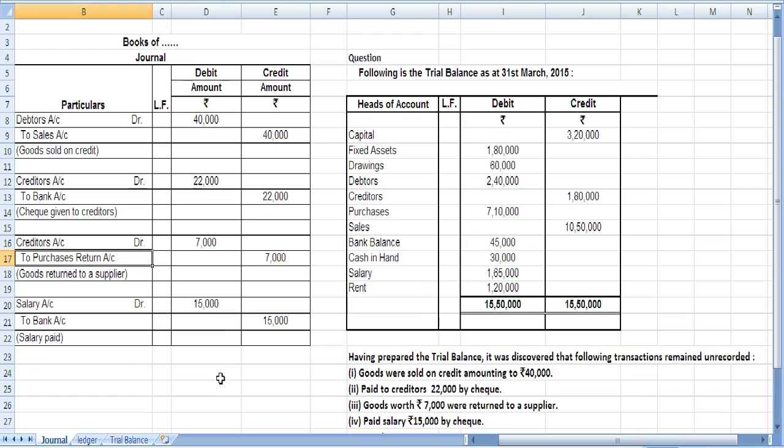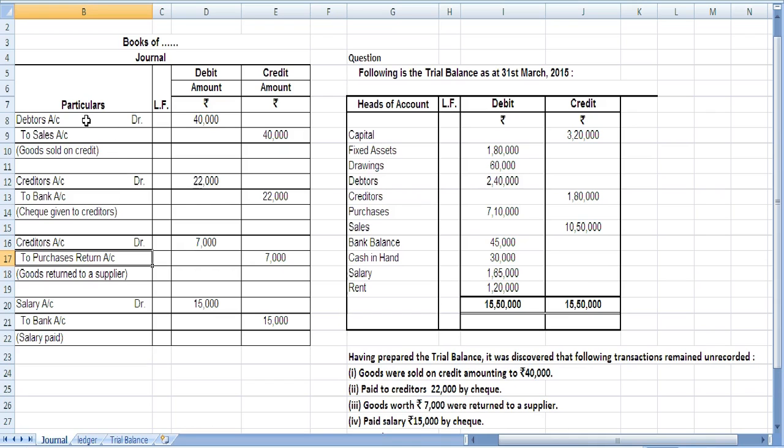Then we have paid salary 15,000 by check. We know that salary is expense, so we debit it, and since it is given by check, we credit the bank account, 15,000 salary paid. So we have to do the journal for only the unrecorded items. Now we'll prepare the ledger for these transactions. The journal that we have made, we'll use to make the ledger.